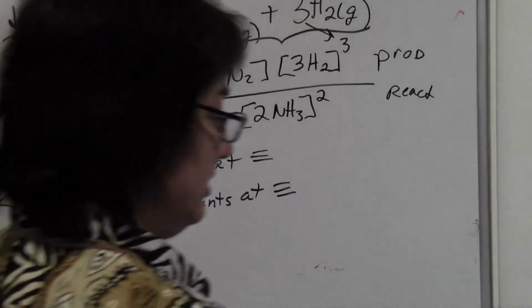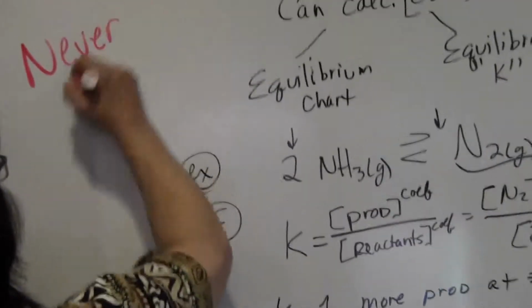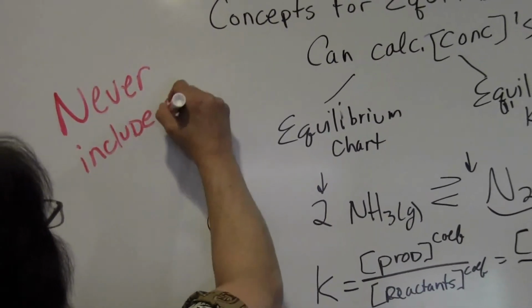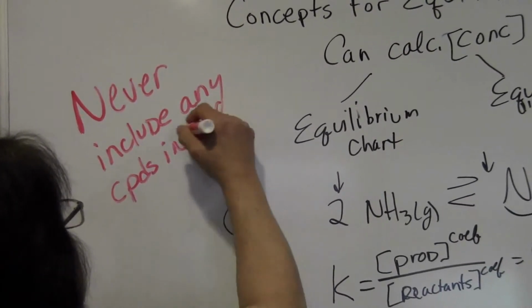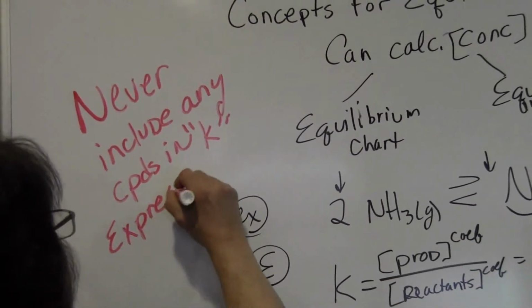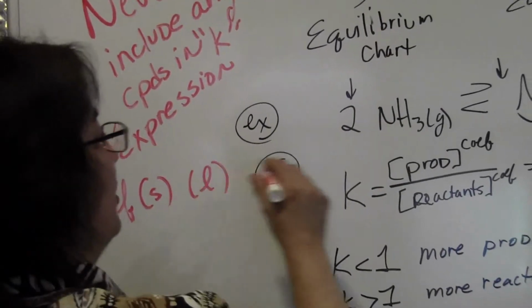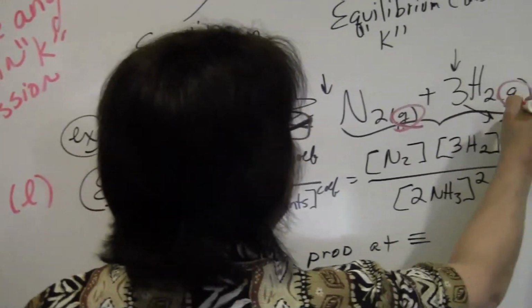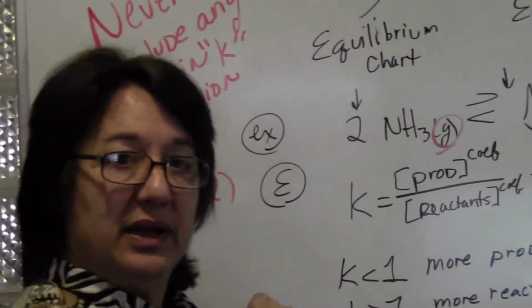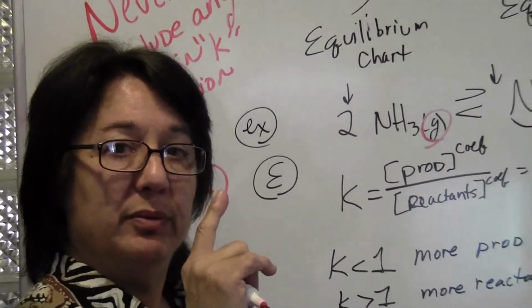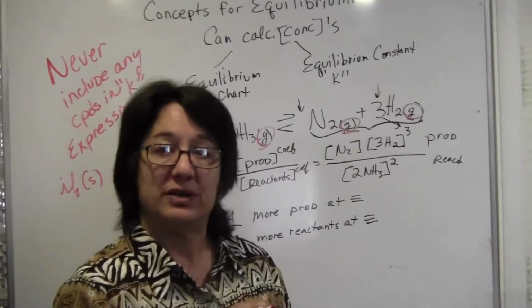Now, a very important thing to note is you never include any compounds in the K expression if they're solids or liquids. Notice in our example we have 3 gases, so we're fine. All of those compounds can be included. But if any of these were a solid or a liquid, then they don't belong in the equilibrium constant expression. So we'll come back for our next section, how to construct an equilibrium chart.